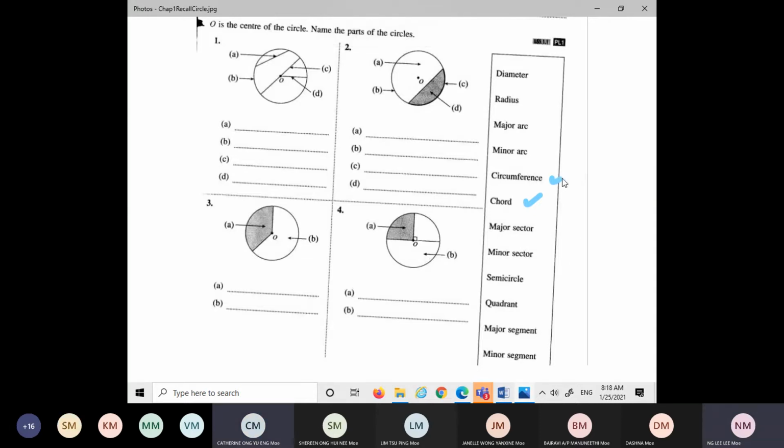Circumference. Yeah, very good, circumference. Okay, now we go to 1C. Let me see.